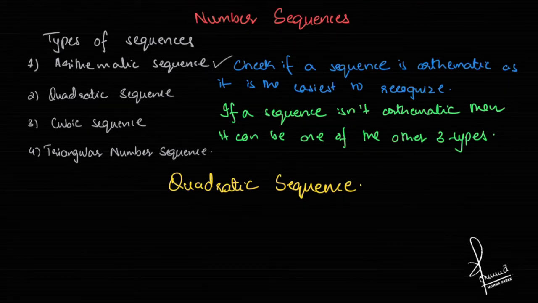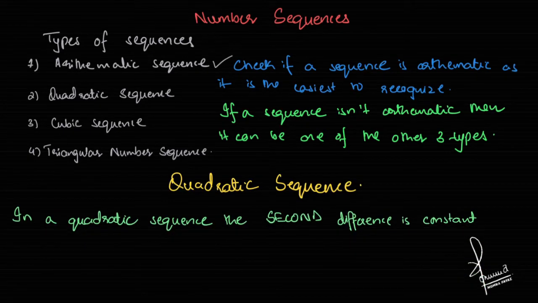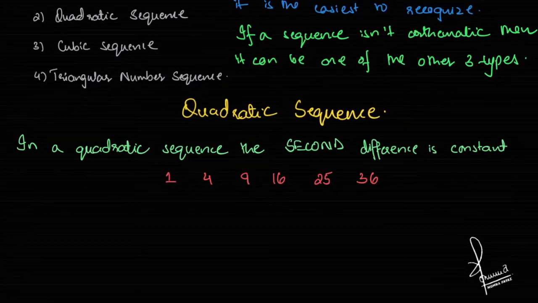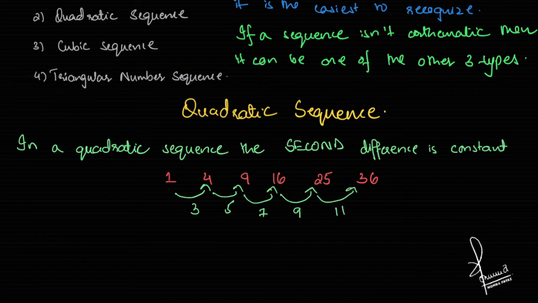In a quadratic sequence, the second difference is constant. Now what do I mean by the second difference? For example, आपके पास ये एक sequence है. अब इसमें से आपका जो first difference होगा, 4 minus 1, first, the next term minus the previous term, which is 4 minus 1, will equal to 3. 9 minus 4 will equal to 5. 16 minus 9 will equal to 7. 25 minus 16 will equal to 9. 36 minus 25 will equal to 11.